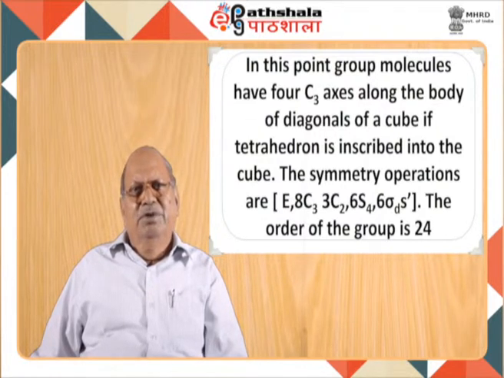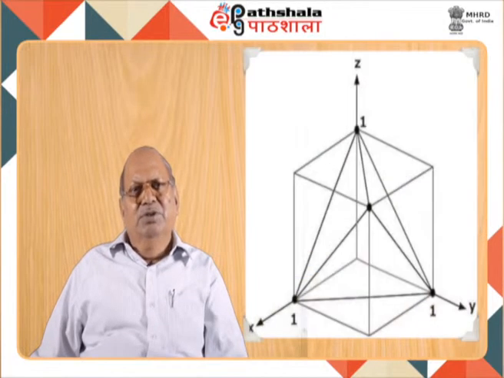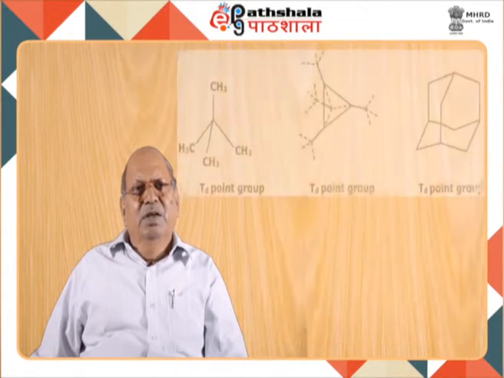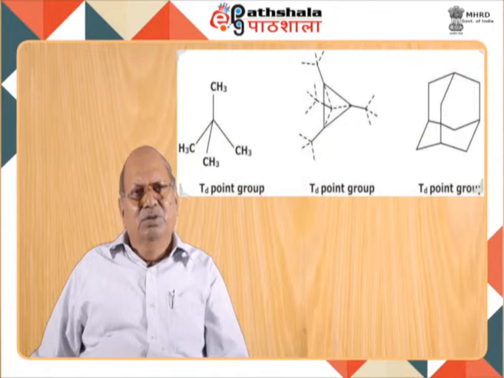3S4 coinciding with the Cartesian coordinates and are taken as the principal axis. The 6 sigma d planes bisect the angle between each pair of C3 axes. The order of the group is 24. Examples of molecules belonging to the Td group are given. These are the various examples, and you can also cite the common example CH4.